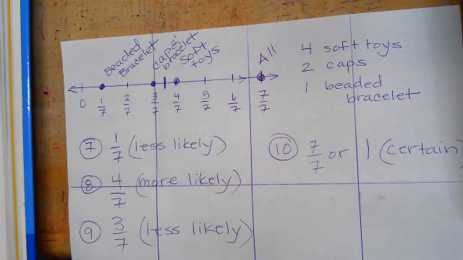So I hope that this helped you to understand a little bit better about probability and to understand the meaning of the words certain, impossible, less likely, more likely, and equally likely. All right?